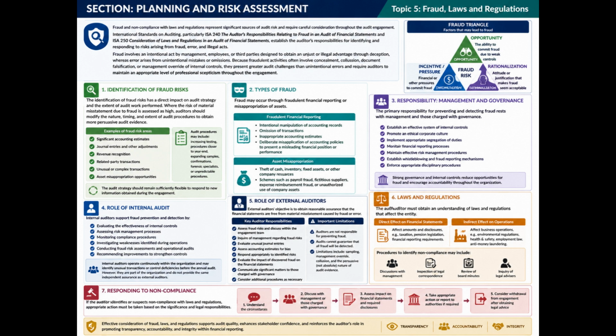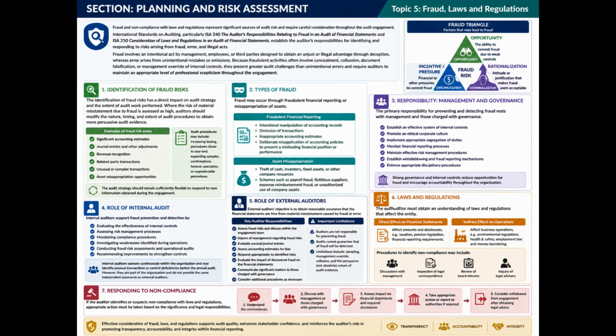The auditor should obtain an understanding of the circumstances, discuss the issue with management or those charged with governance, assess the impact on the financial statements, and determine whether additional disclosures or provisions are required. Where management fails to take appropriate action or where legal obligations require reporting, the auditor may need to communicate the matter to regulatory authorities or consider withdrawing from the engagement after obtaining legal advice.